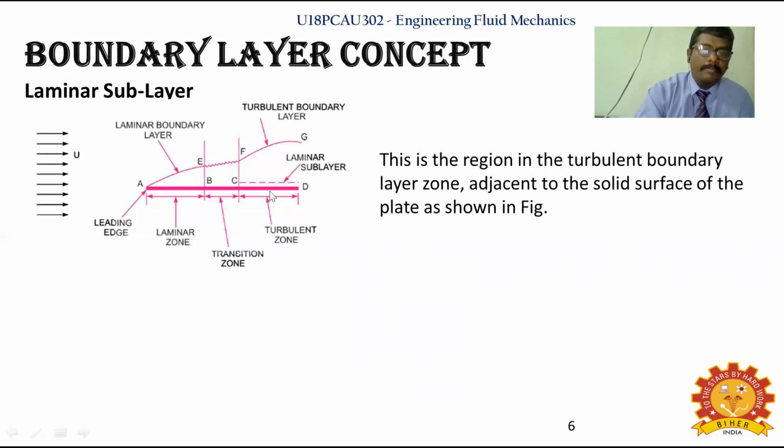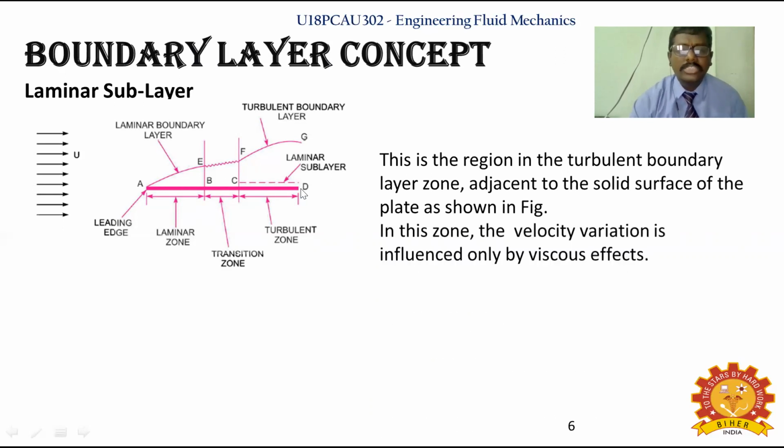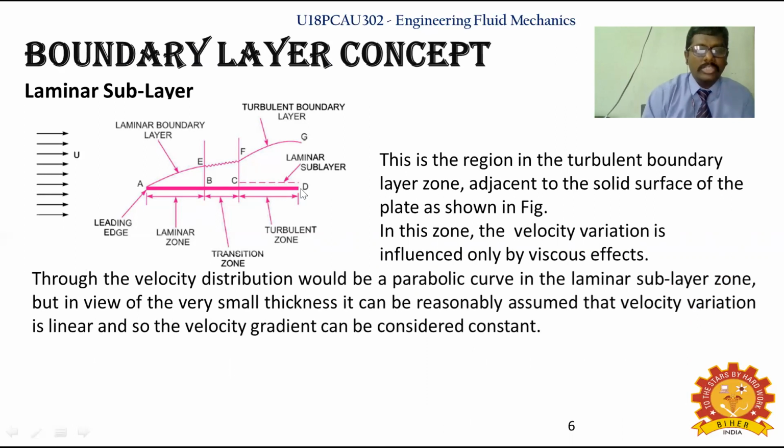This small layer of thickness close to the solid body is what you consider as the laminar sublayer. In this zone only, the velocity variation is influenced only by viscous effect. The velocity distribution will be a parabolic curve in the laminar sublayer zone. But in view of its very small thickness, it can be reasonably assumed that the velocity variation is linear, so that the velocity gradient, du by dy, can be considered a constant.